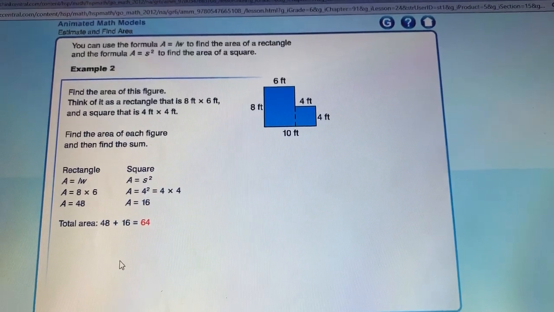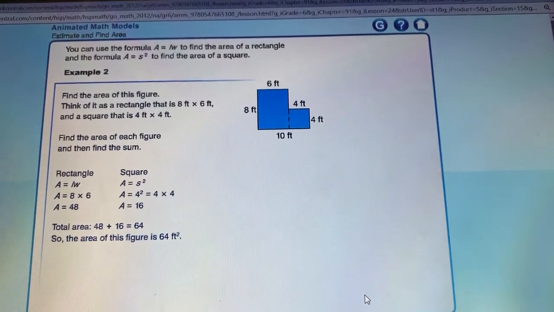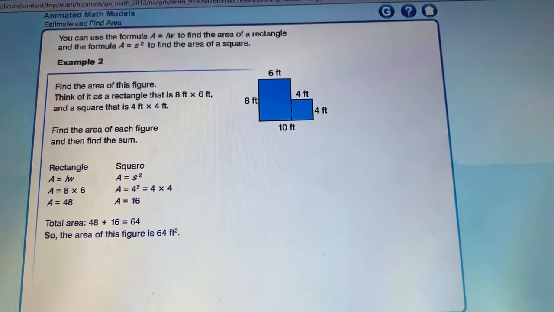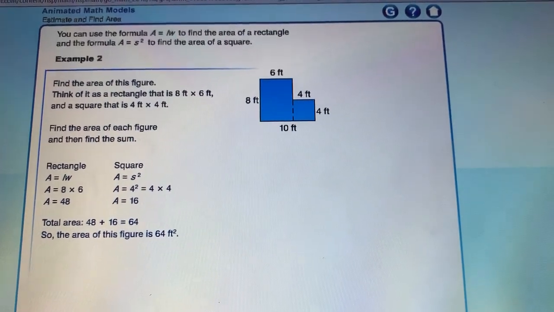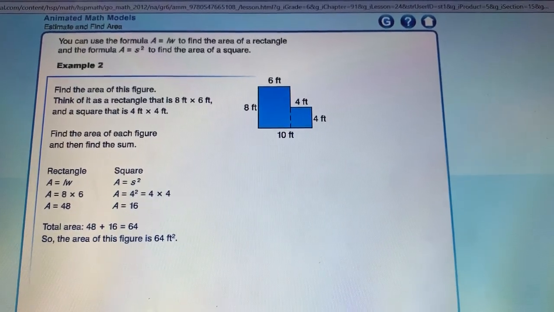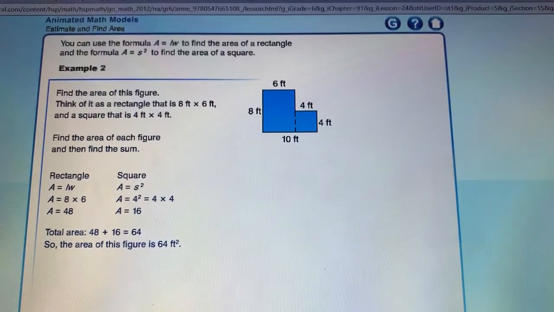But I think we got it. Okay. So now I want you to do this. And of course, the way you're going to measure it is going to be 64 feet, square feet. See the little 2 on the bottom? Is different than volume. Volume we measure with a little 3 on the top. Area we're going to measure with square with a 2 on the top.